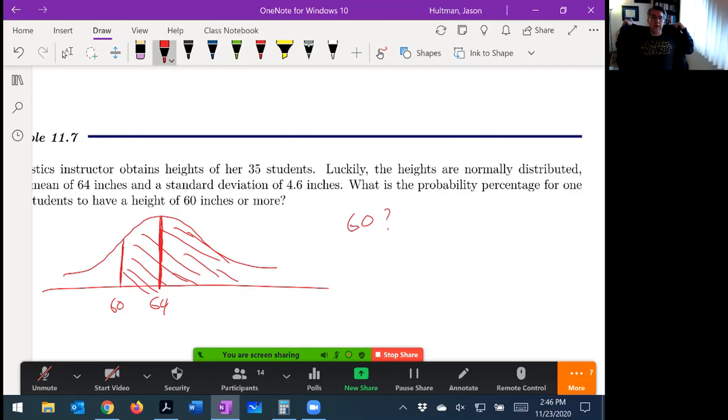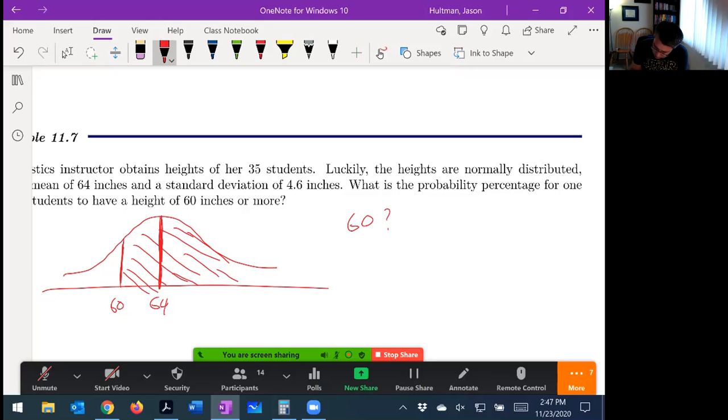No, I made a mistake there. What was the mistake that I made? There's no 60 on my table. That's a problem, right? Oh, that's right, because I need a z-score. Z-scores go from 0 to 3. They don't go from 0 to 60.